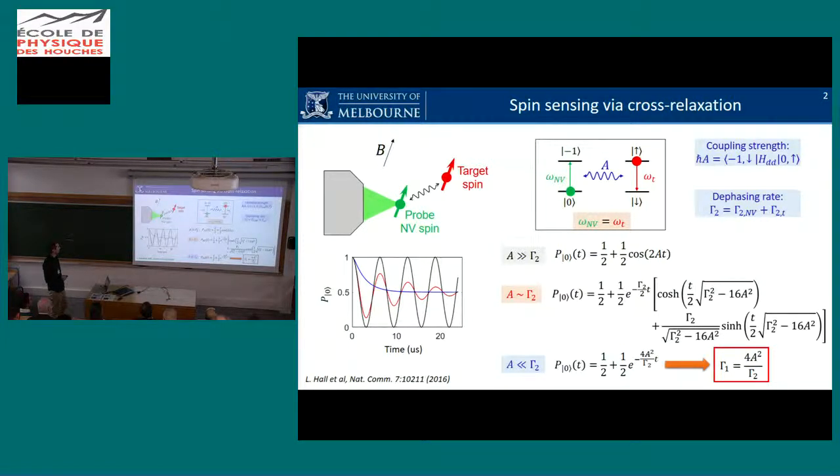And this is what you get if you watch the 0 state of the NV. You would get oscillations in black. So of course that's without dephasing. You have an oscillation rate of 2A, where A is the coupling strength. When you have dephasing, you can have a damped oscillation, so the red curve, with the damping rate being given by gamma 2 on 2, where gamma 2 is the total dephasing rate of the system. And in the regime of strong dephasing, which is relevant for external spin detection in our case, you will have a simple exponential decay with a decay rate gamma 1 here given by A squared on gamma 2, so it's proportional to the square of the interaction strength.